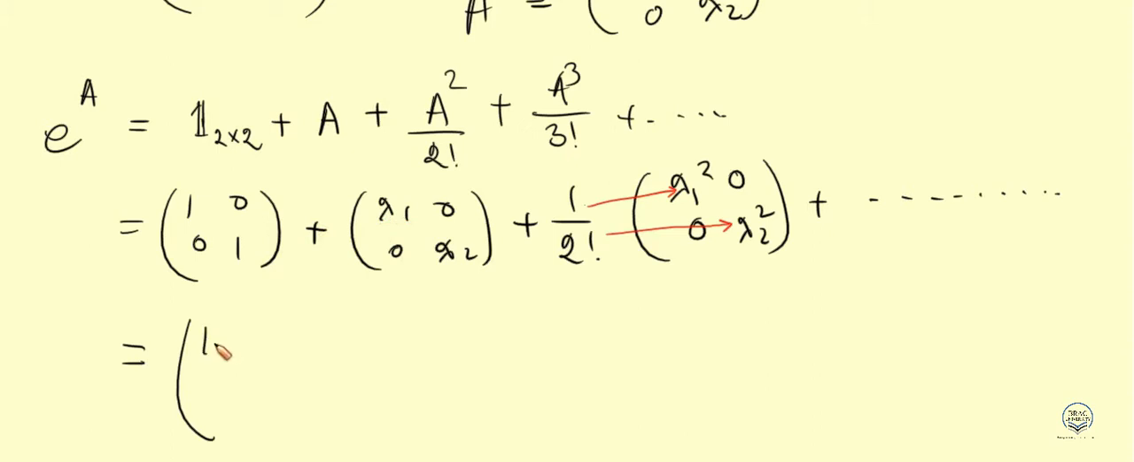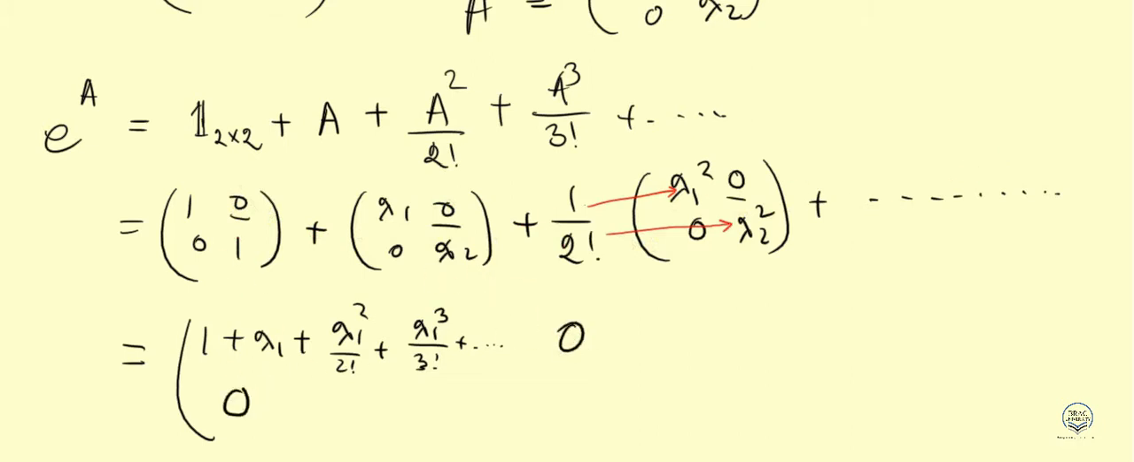So if you do that, it will be 1 plus lambda 1 plus lambda 1 squared by 2 factorial, lambda 1 cube by 3 factorial, and so on. This term, that is the 1 2 term, this is just 0, and this 0, this 0, this 0, and there will be other zeros over here, they will add up to 0. Here there will be another 0, and the last term will be like 1 plus lambda 2 plus lambda 2 squared by 2 factorial, lambda 2 cube by 3 factorial, and so on.